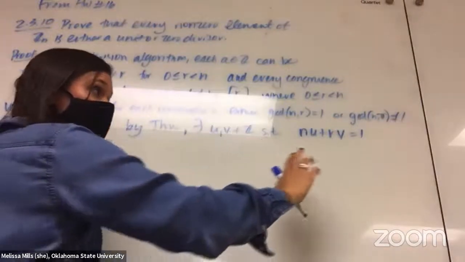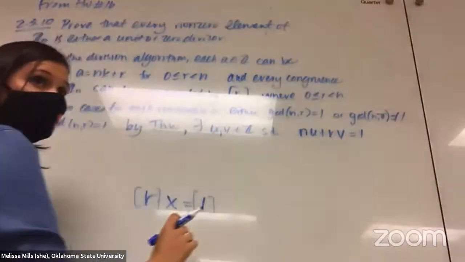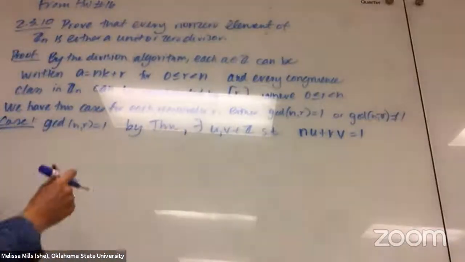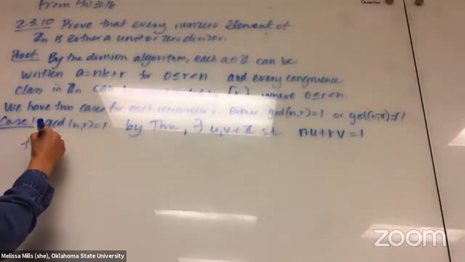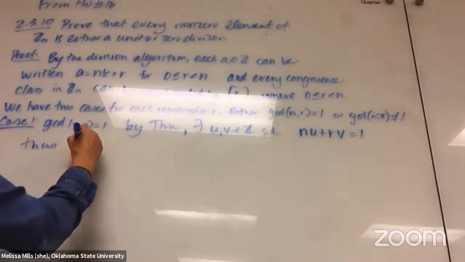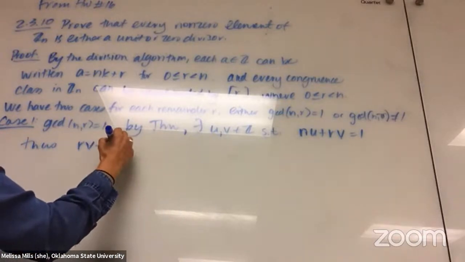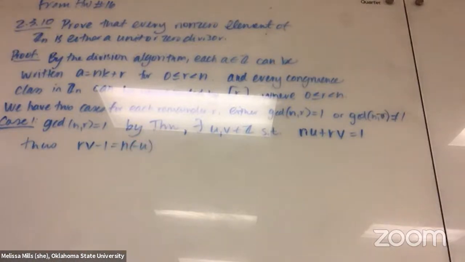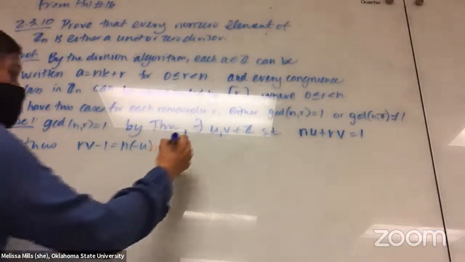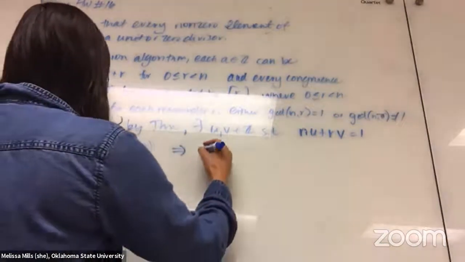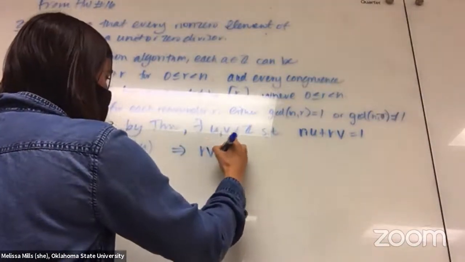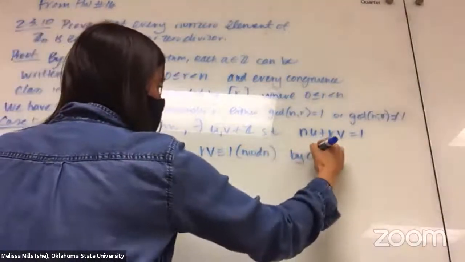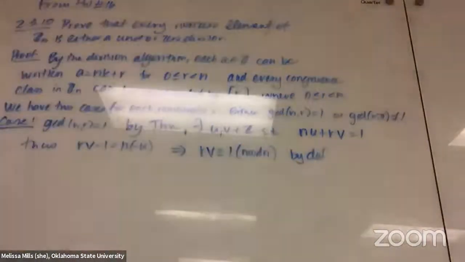Can I get there? Well, I can rearrange that, can't I? Yeah, so I'm going to rearrange that. And so I get RV minus 1 is equal to n times negative u, if I rearrange that. And that implies that RV is congruent to 1 mod n by definition.